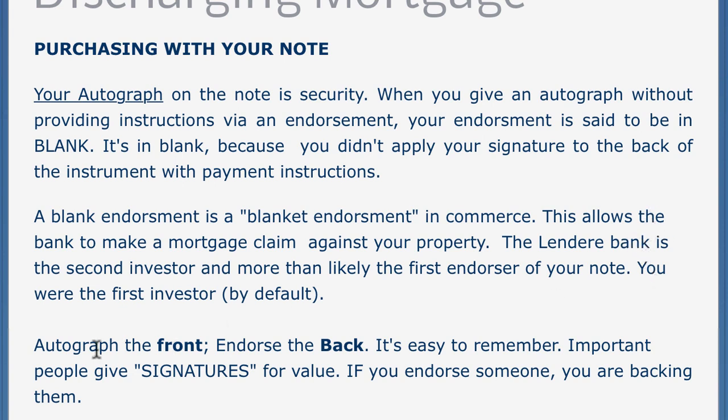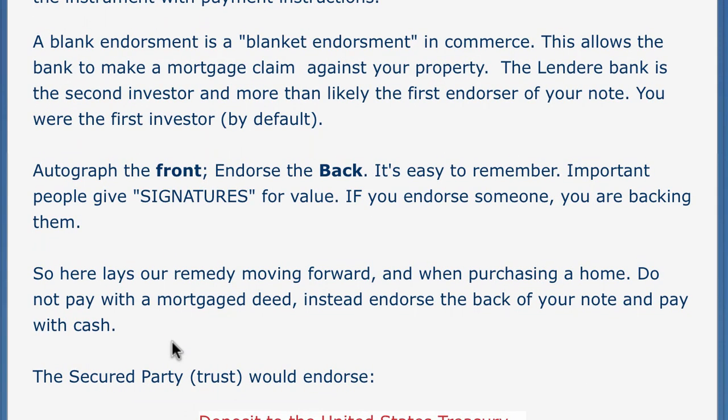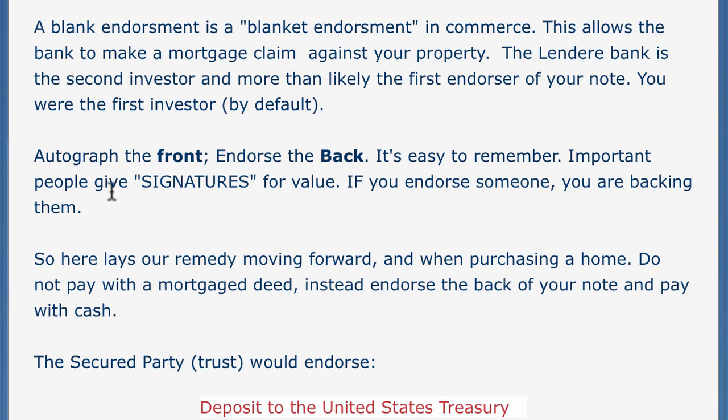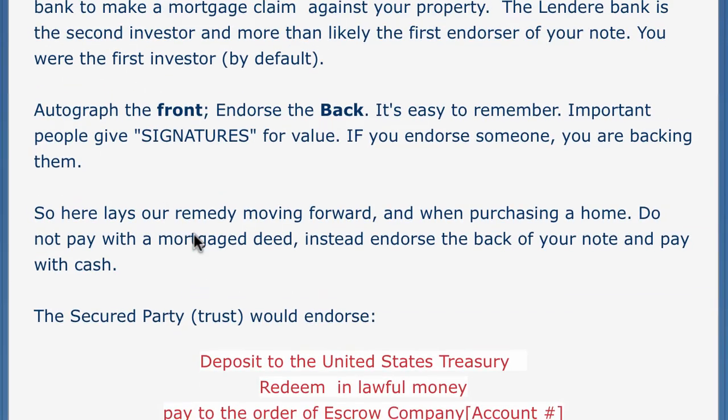Remember, you autograph the front just like you're a famous person because you're an American. You are a beneficiary, so you give your autograph because it has value. But when you're dealing in commerce, you endorse the back. Just like if you endorse the president, you have his back. So your endorsement goes on the back of the instrument. So here lies your remedy moving forward.